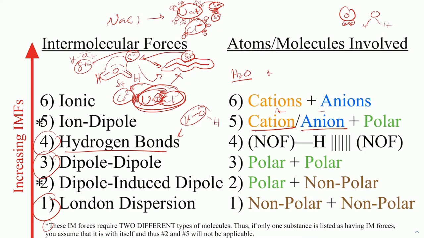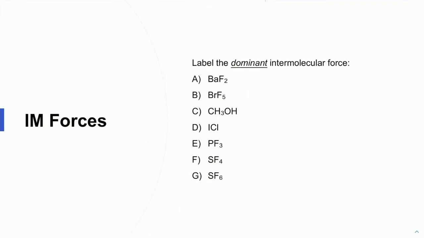So in the problem that they've asked us about, they've asked which one is the dominant intermolecular force, right? The most powerful. So what we have to do is figure out the nature of each substance, and based off that, figure out what the intermolecular force is.